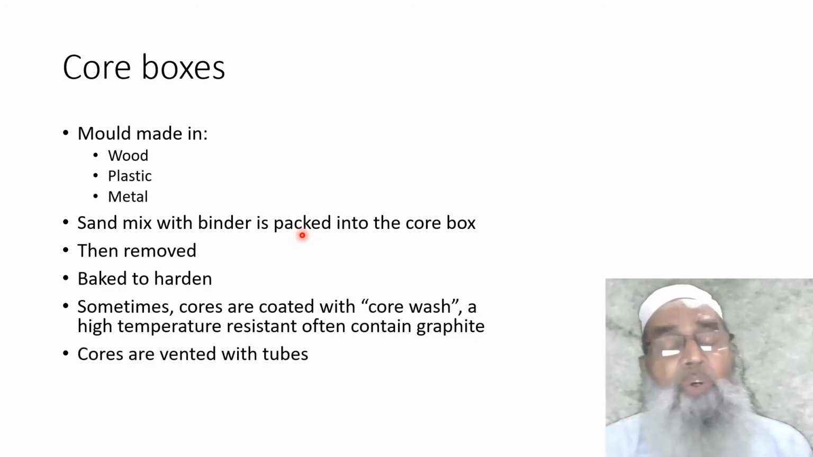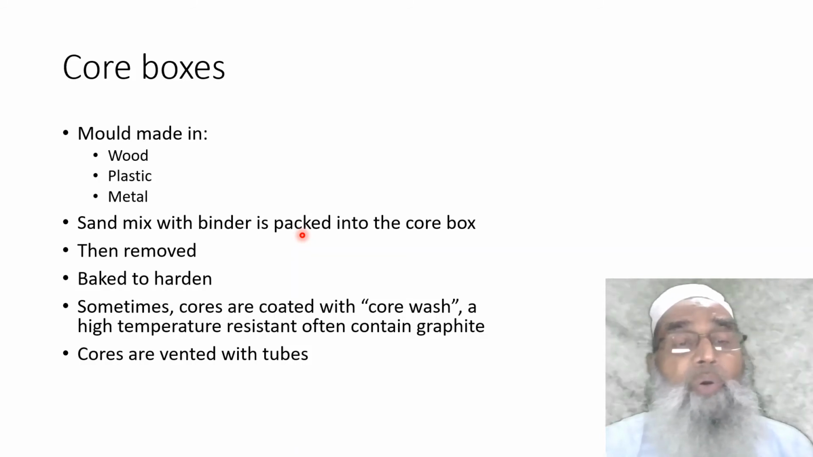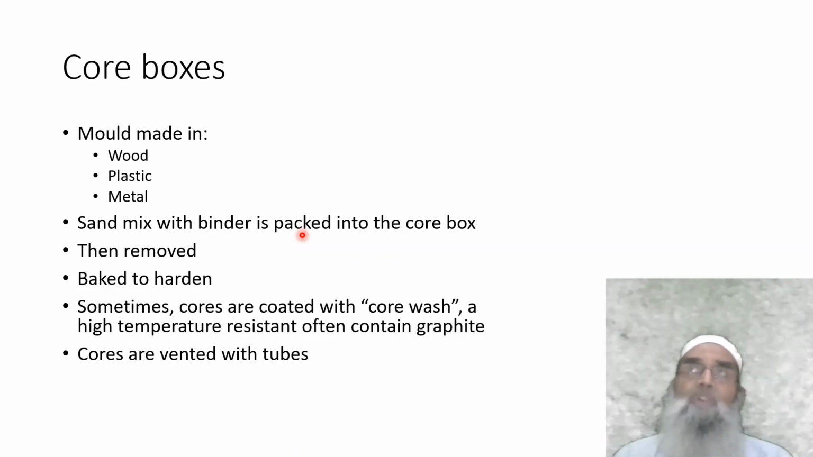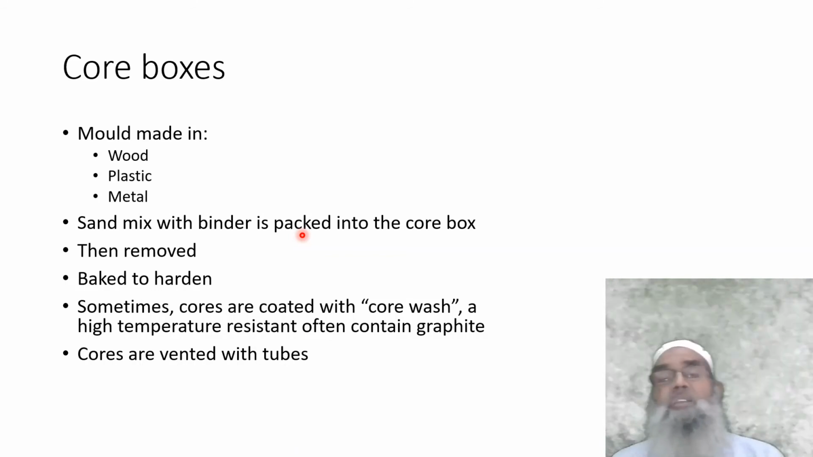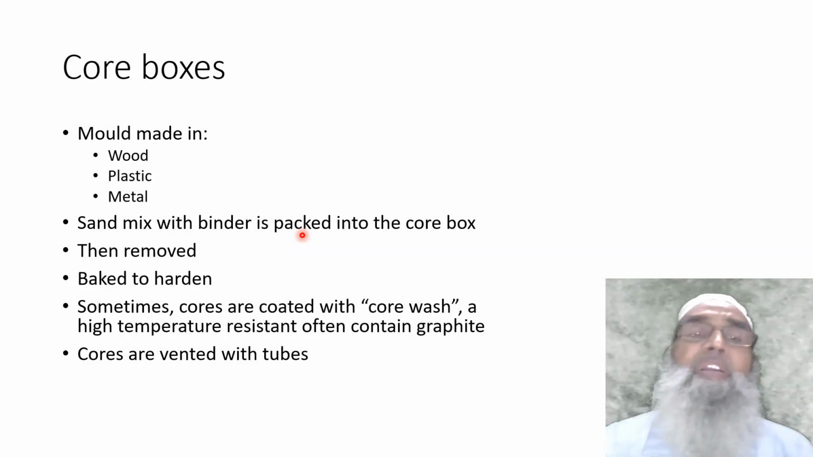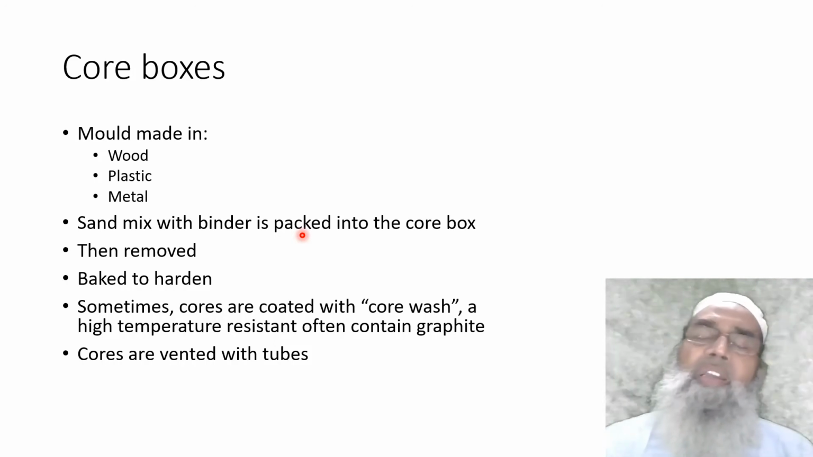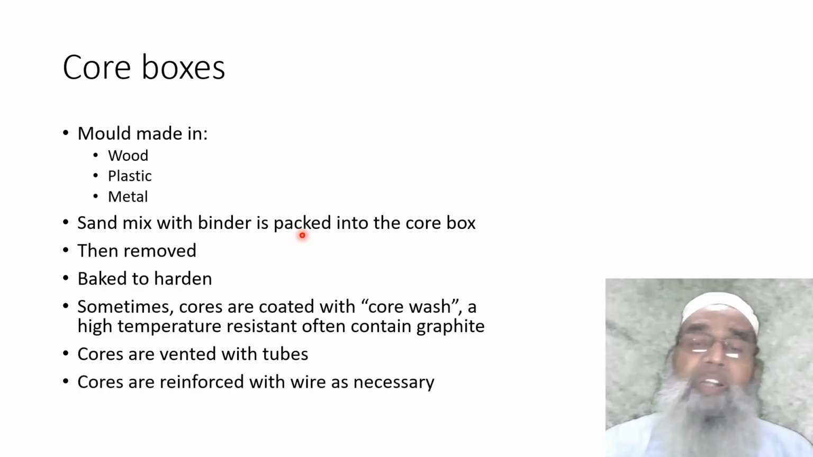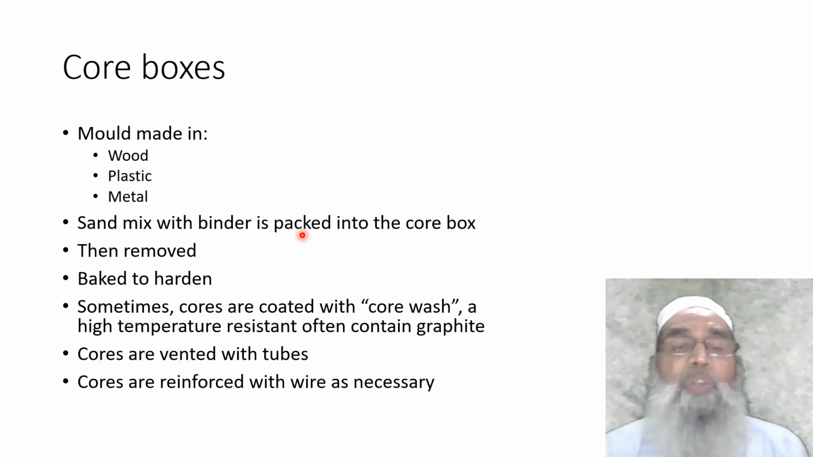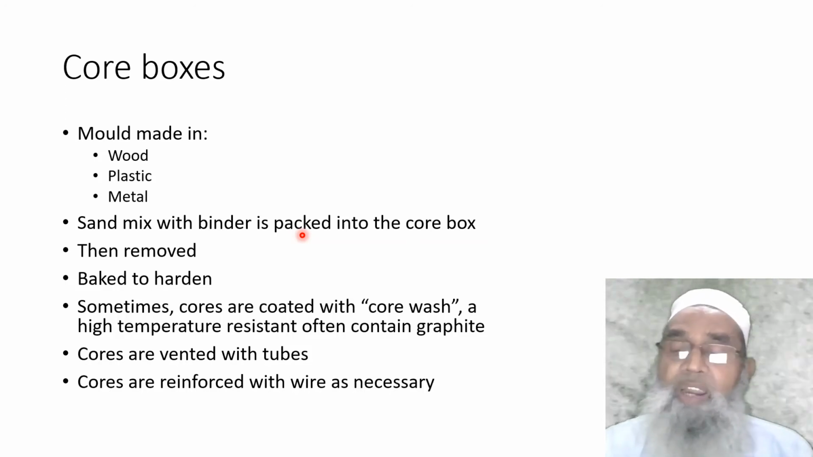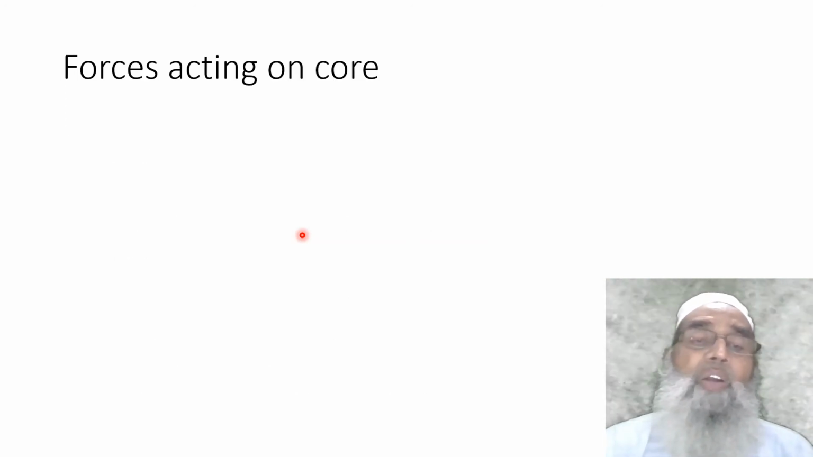As I've told you, the core is made of sand, and therefore, when metal flows, it may cause vapor to develop in the core. There should be proper venting with the help of a tube, so that these vapors may be taken out and may not get mixed in the molten metal and cause defects. If the core is weak, it can be reinforced with wire, sometimes a metallic rod, so that it is strong enough to resist the forces and also during transportation.